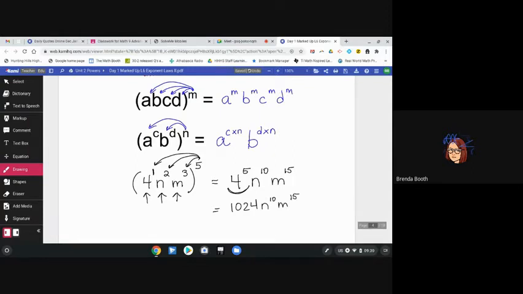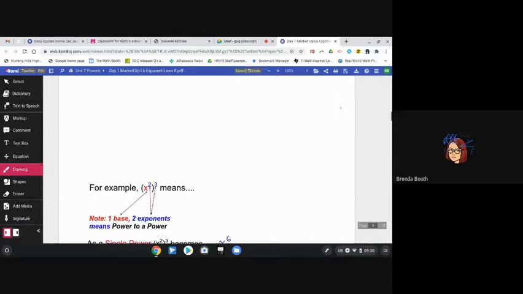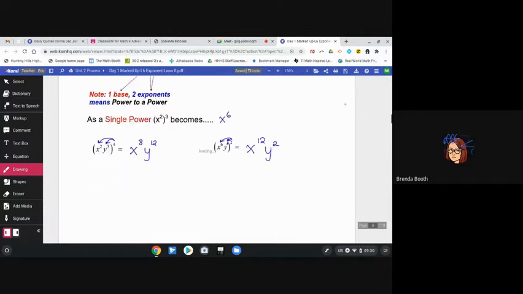So that example is really showing us a combination of both rules. We've got a product, so that exponent applies to every piece. And we also have power of a power where you have to multiply exponents. All right, so I'm going to give you a minute here just to kind of review over the examples that we've already done, and then we'll jump in where we left off.